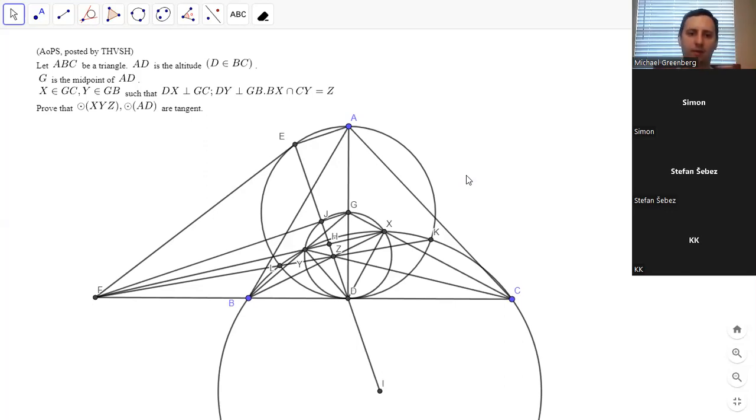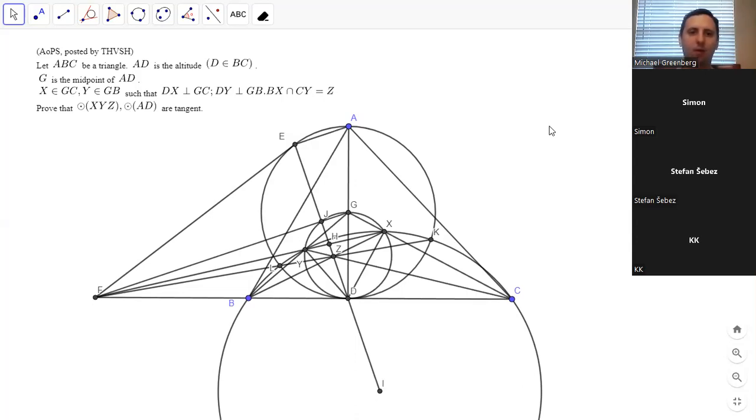And so because LK is actually the polar of I, and F lies on it, then I lies on the polar of F. Right. So E, D, and I are collinear.